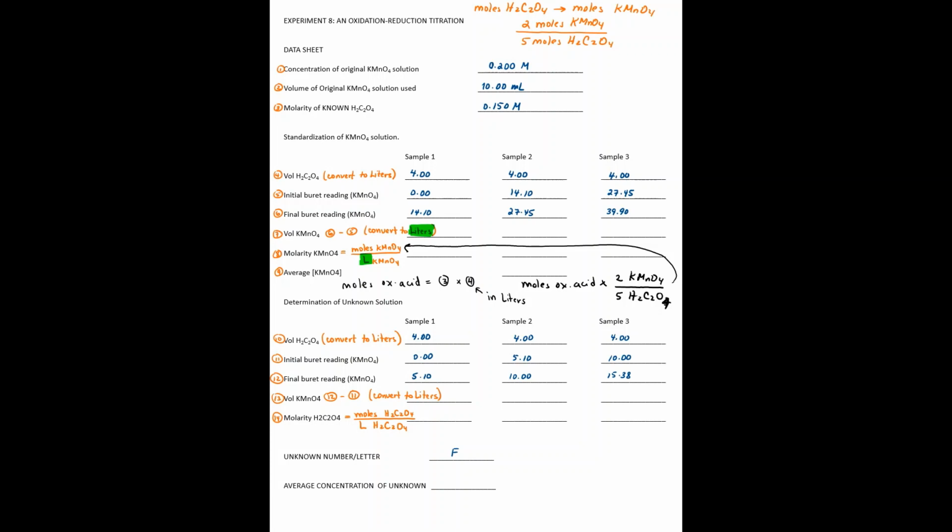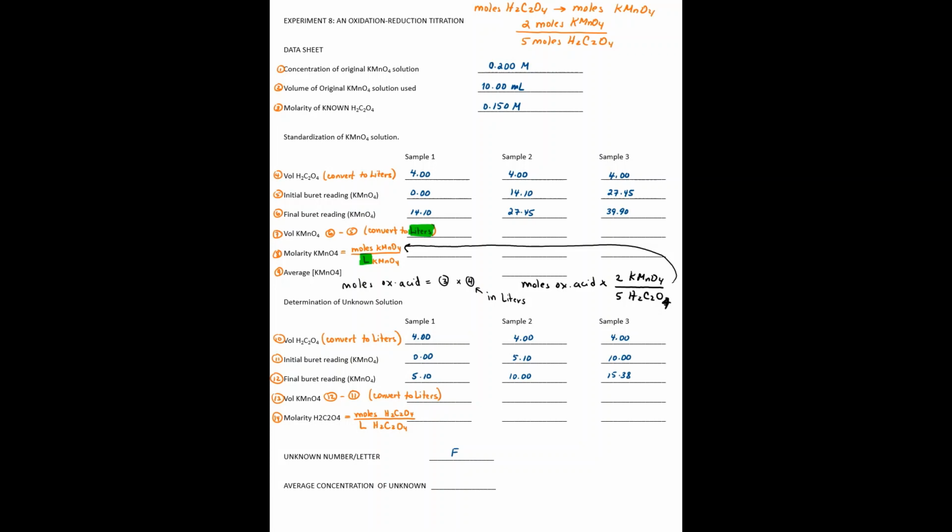You're calculating the moles of oxalic acid. The moles of oxalic acid is the same for all 3 samples because the concentration and the volume for oxalic acid is always the same, 0.150, and the volume is 0.004, 2 zeros. So the number of moles of oxalic acid is not changing, which means that the number of moles of potassium permanganate that you're calculating will be the same for all 3 samples.